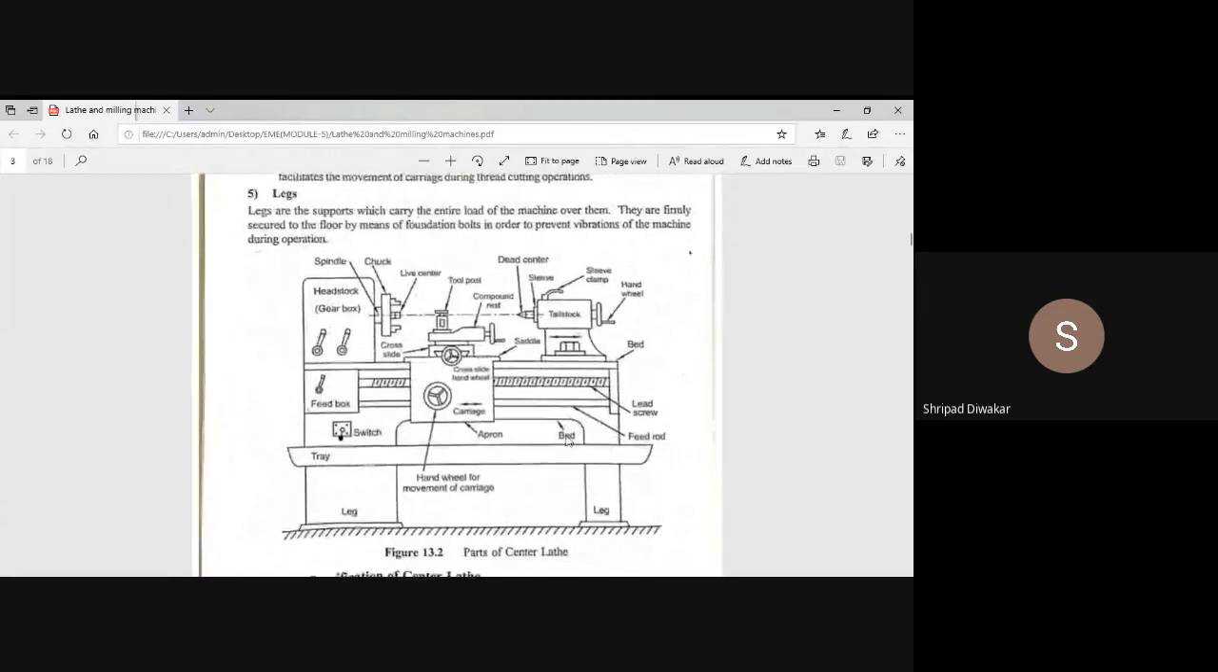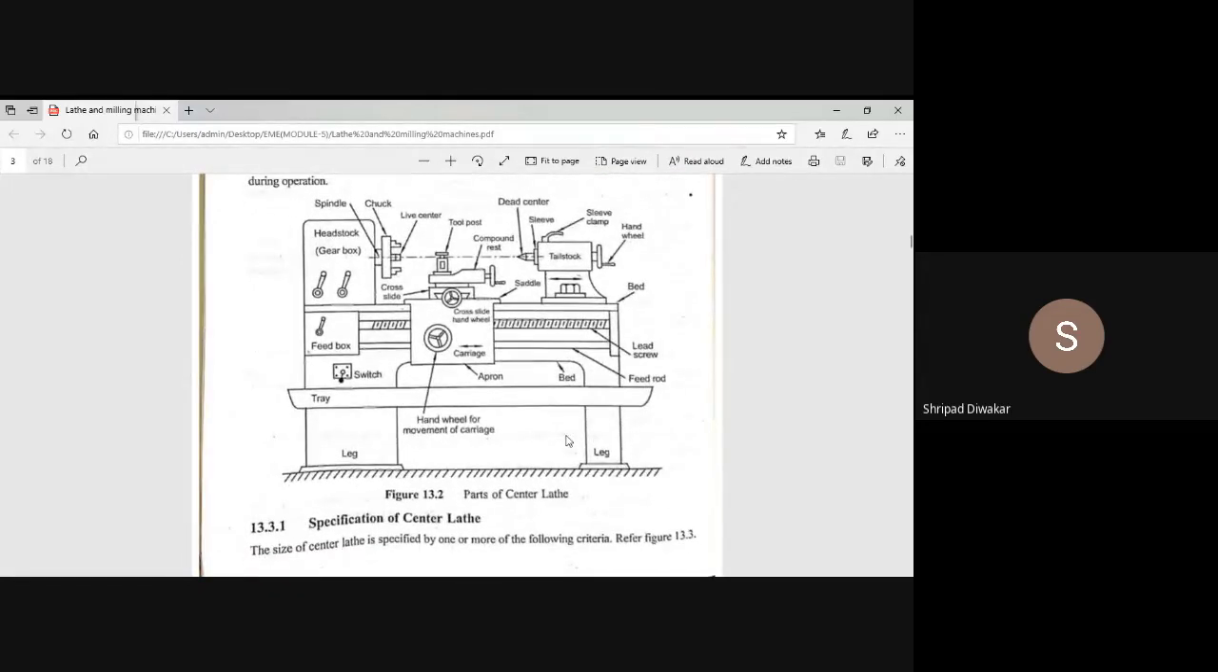So what you are seeing is the lathe machine. The lathe machine mainly consists of these parts. The first one is the bed of the lathe. Then mainly we have two parts: one is the headstock, the second one is the tailstock. Between the headstock and tailstock, the cross slide is sliding. This is called the lathe machine, and we can hold the given workpiece between this headstock and tailstock.